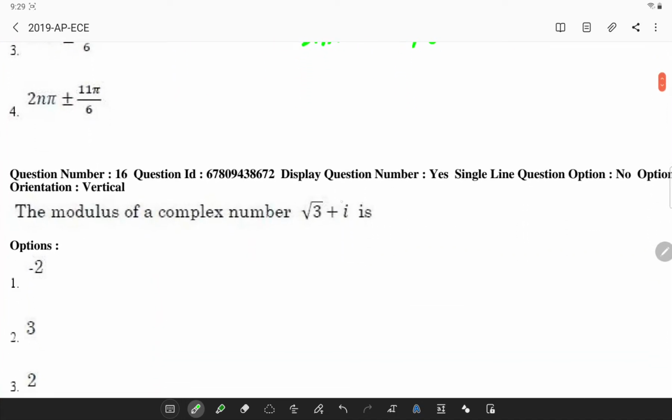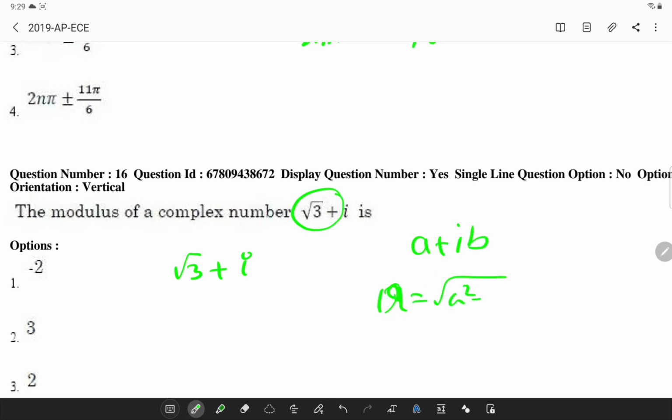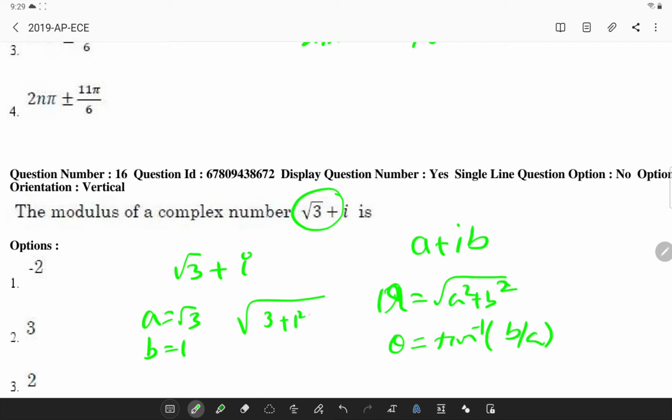So I have to calculate the value of the modulus of this, root 3 plus i. If you remember the a plus ib form, the modulus is root over a square plus b square, and theta is tan inverse b by a. Here a value is root 3 and b value is 1. Therefore root 3 whole square is 3 plus 1 square, which is root 4, which is 2.